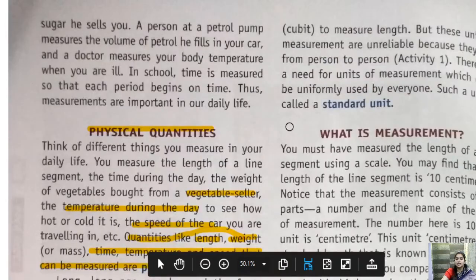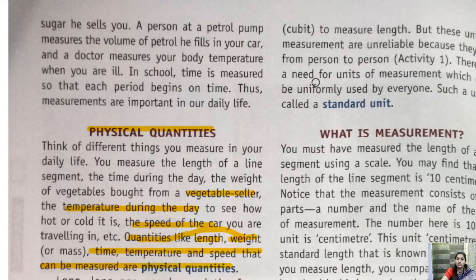it was decided to have a fixed unit for the measurement. So there was a need for a units measurement which could be uniformly used everywhere, जो सब जगह एक जैसी हो. That or such units are called standard unit. This is important beta. So that unit is called standard unit.